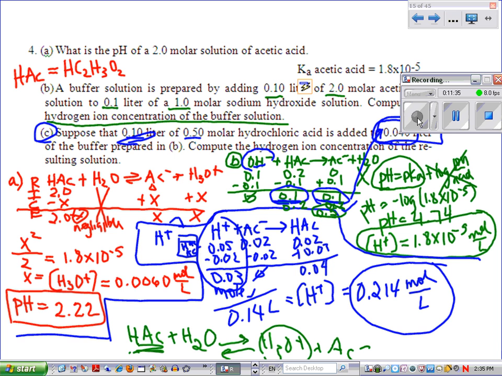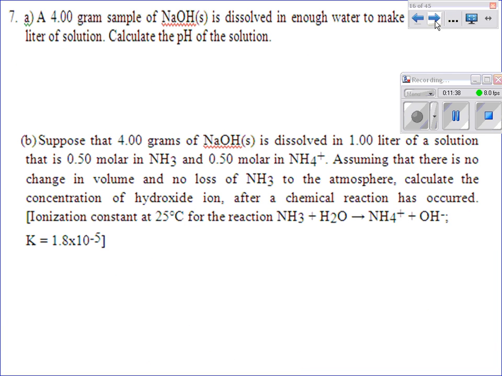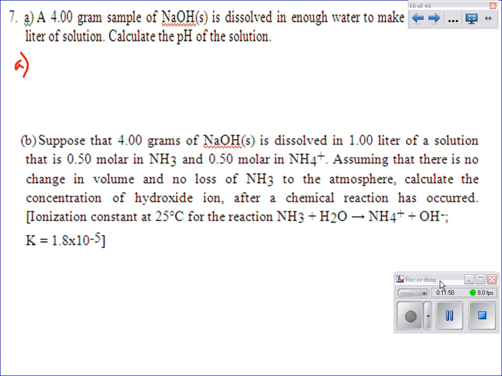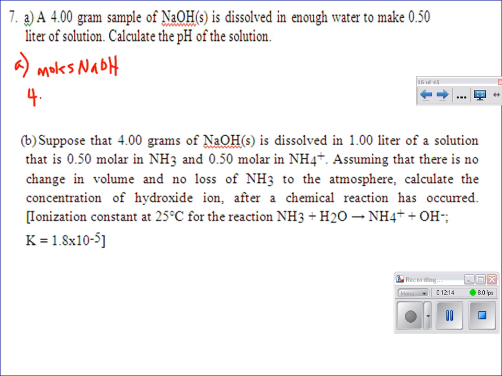All right, let's move on to the next page. Number 7A. 7A says, a 4-gram sample of sodium hydroxide is dissolved in enough water to make a 0.5 liter solution. Calculate the pH of the solution. So what do I need to do? Find the moles of what? Correct. Moles of NaOH. So if I've got 4 grams divided by 40 grams per mole, that's the molar mass of NaOH.